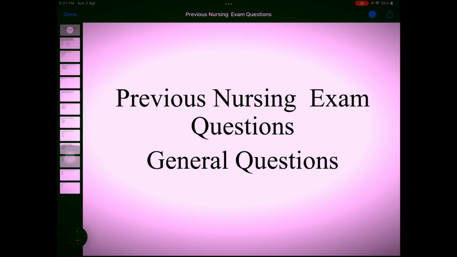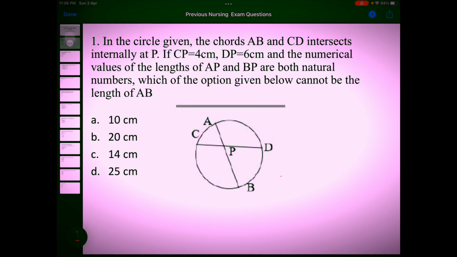Today I will discuss some of the previous nursing MCQs related to general knowledge, or we can say general questions. Question number 1. In the circle given, the chords AB and CD intersect internally at P. If CP equals 4 cm, DP 6 cm, and the numerical values of the lengths AP and BP are both natural numbers, which of the given options cannot be the length of AB?